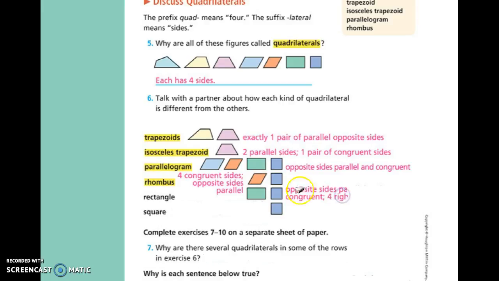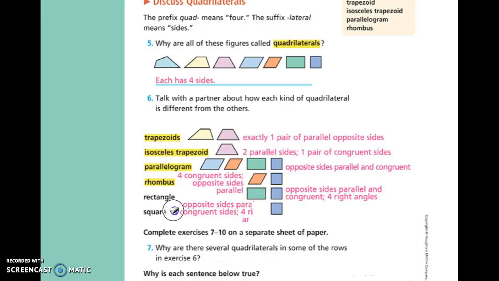Rectangles, the definition of a rectangle: opposite sides are parallel and congruent, and they have four right angles. So opposite sides are parallel, they'll never hit. They are congruent, so opposite sides are the same length, and they form four right angles. Remember, you could take a sheet of paper and stick the corner in it, and it would be a perfect fit. So a rectangle and a square fit into the rectangle classification.